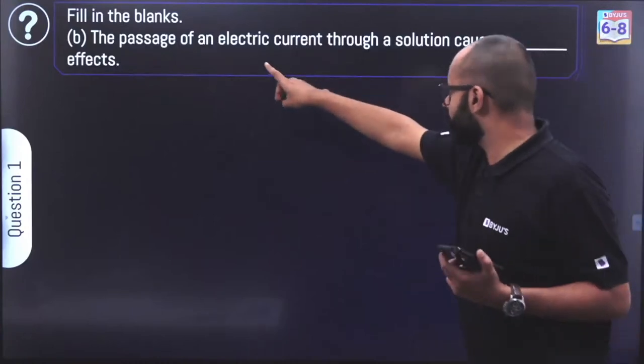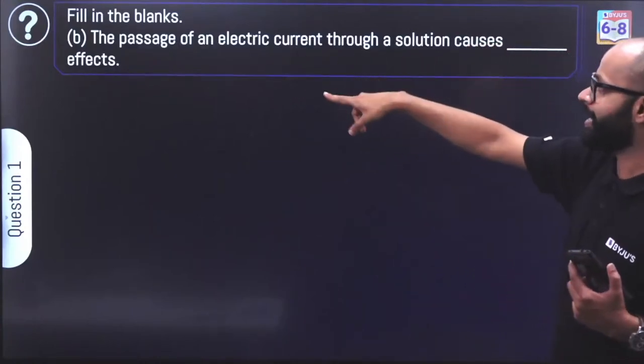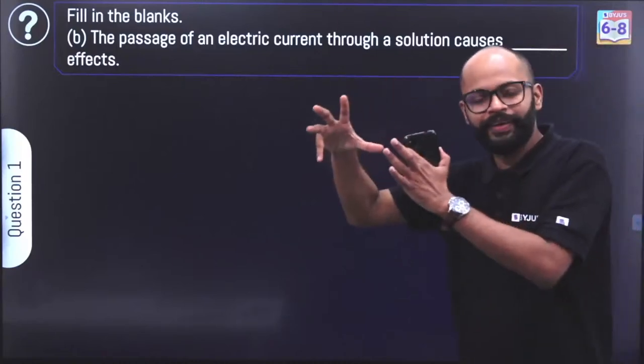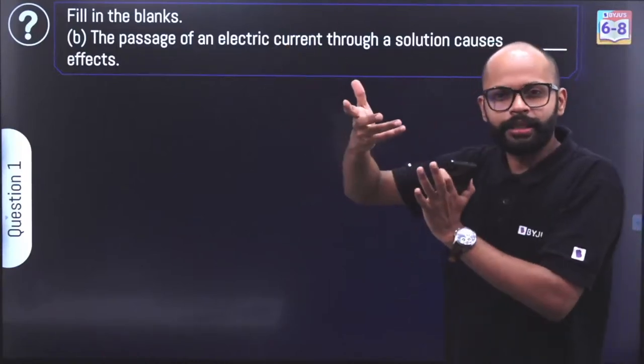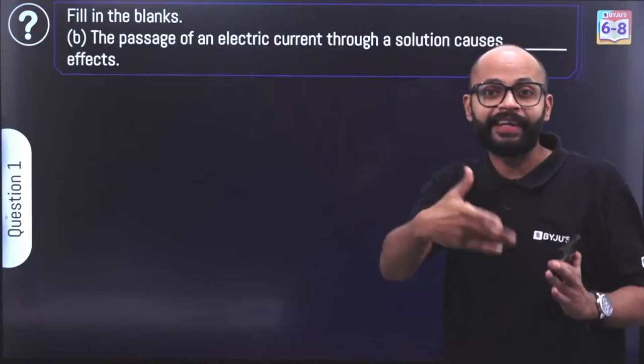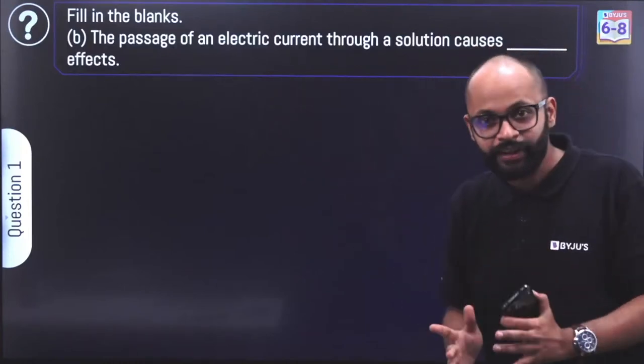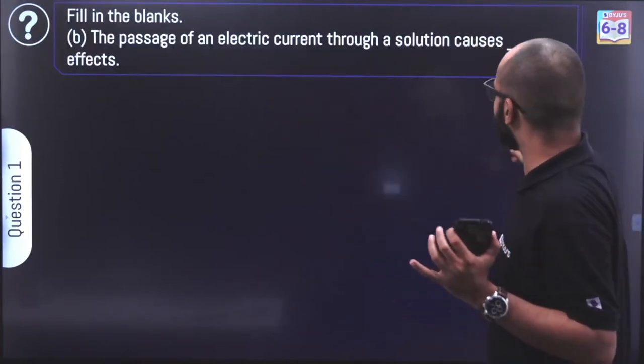So the passage of electric current through a solution causes dash effects. So electrical effects mein sab aa raha hai. Electricity ke alag alag effects hain. Heating effect of current, chemical effect of current. So this comes with chemical effects, alright?